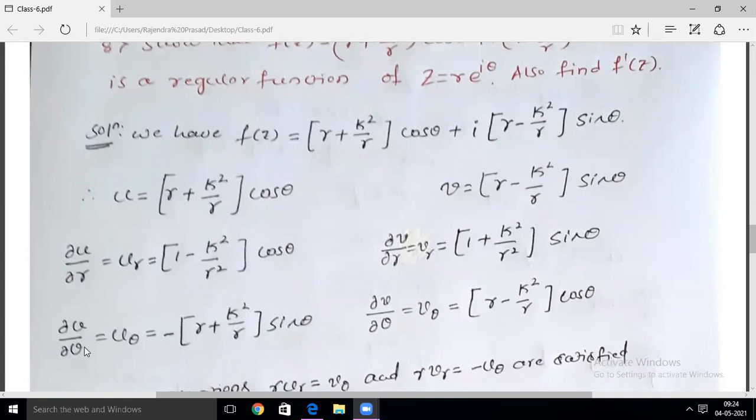Next, the u function with respect to theta, nothing but r treated as a constant. So r plus k square by r is kept as it is. The derivative of cos theta is minus sin theta.